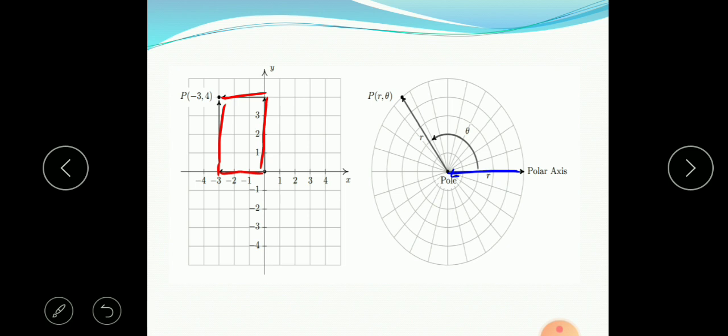We then locate the point P using two coordinates, r and theta, where r represents a directed distance from the pole and theta is a measure of rotation from the polar axis. Roughly speaking, the polar coordinates r and theta of a point measure how far out the point is from the pole, that's r, and how far to rotate from the polar axis, that's theta.